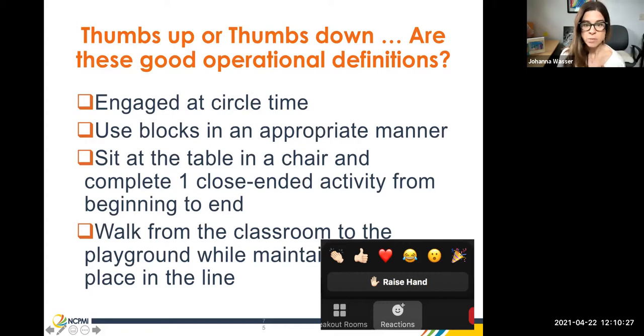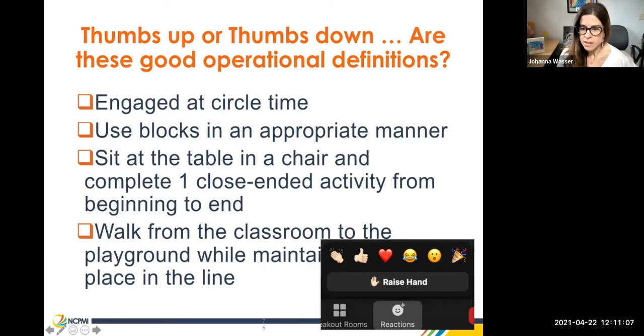Okay, uses blocks in an appropriate manner. Right? It sounds really positive, but we don't really know what does appropriate mean. So we would need more information, so great. And then sit at the table in a chair and complete one closed-ended activity from beginning to end. Yes, positive. I keep on saying positive. Thumbs up. Nice.